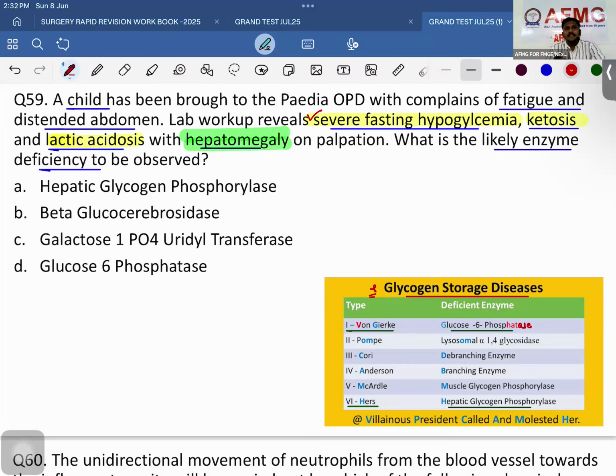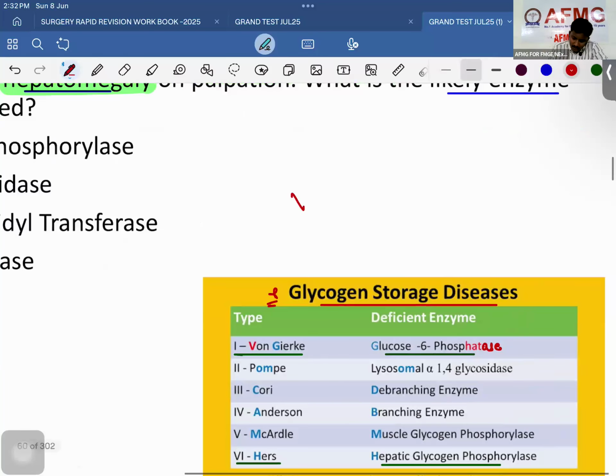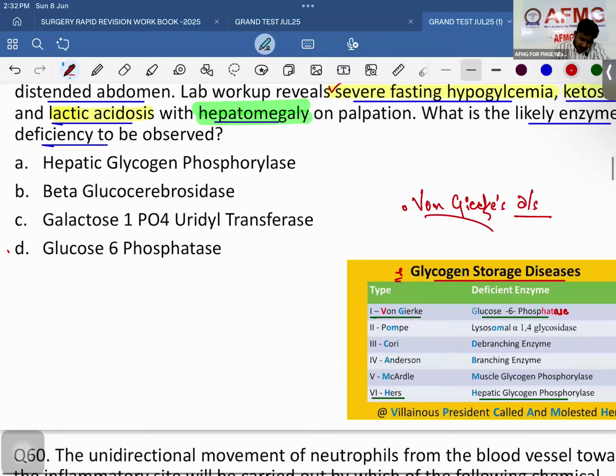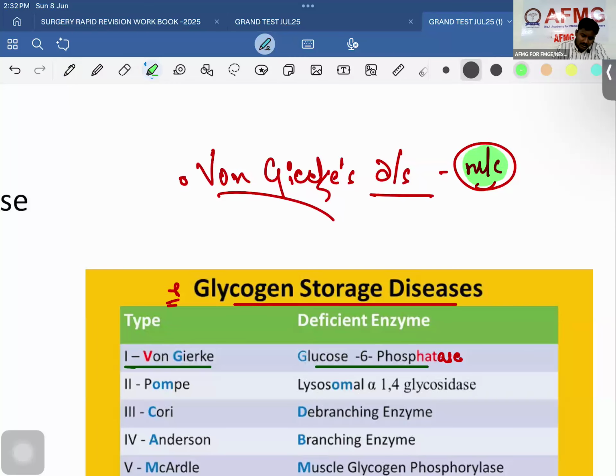So if severe fasting hypoglycemia along with ketosis and lactic acidosis is mentioned, the diagnosis is always von Gierke's disease, beta. And when the diagnosis has to be von Gierke's disease, we know the patient is having deficiency of option D, that is glucose 6 phosphatase enzyme. That is what is important. Von Gierke's, I hope all of you are quite aware, is the most common type of glycogen storage disease, beta.